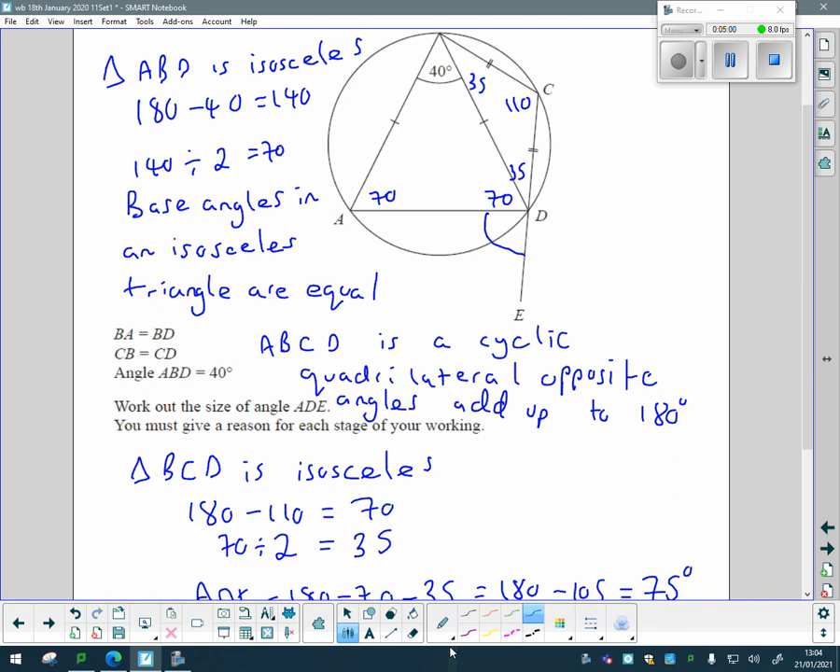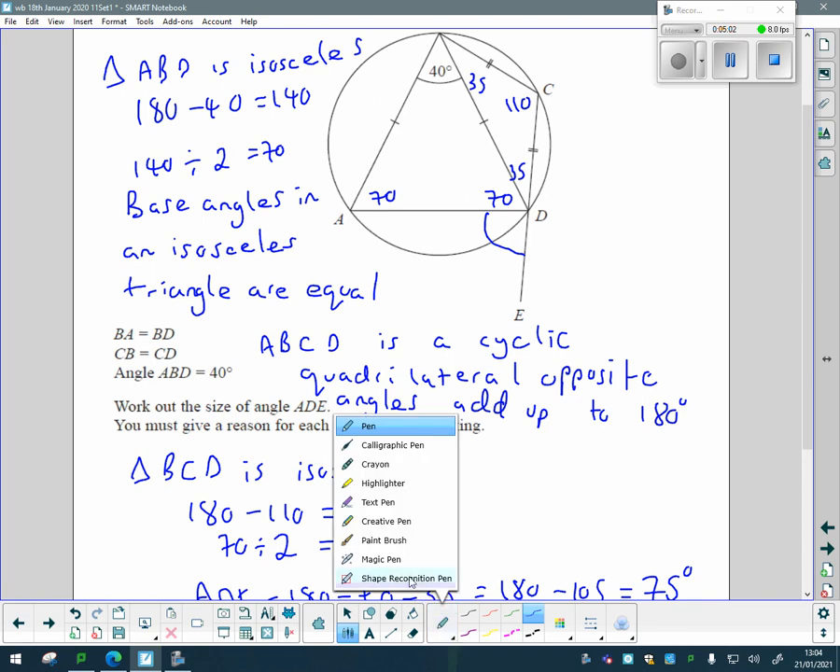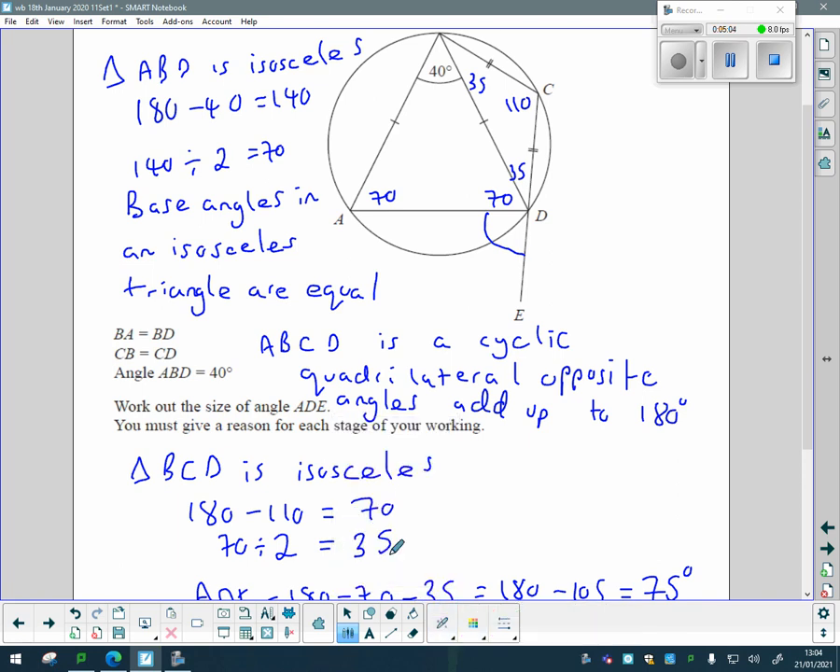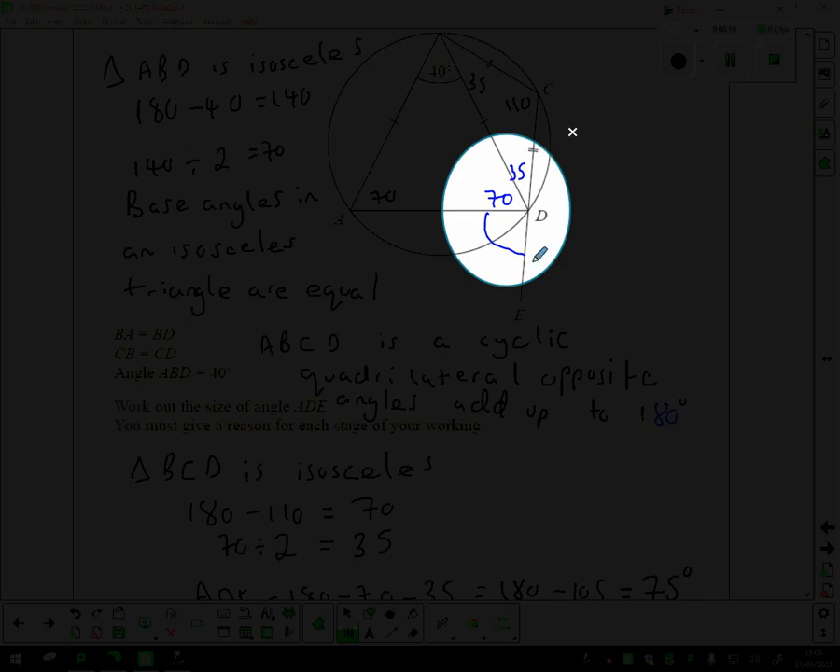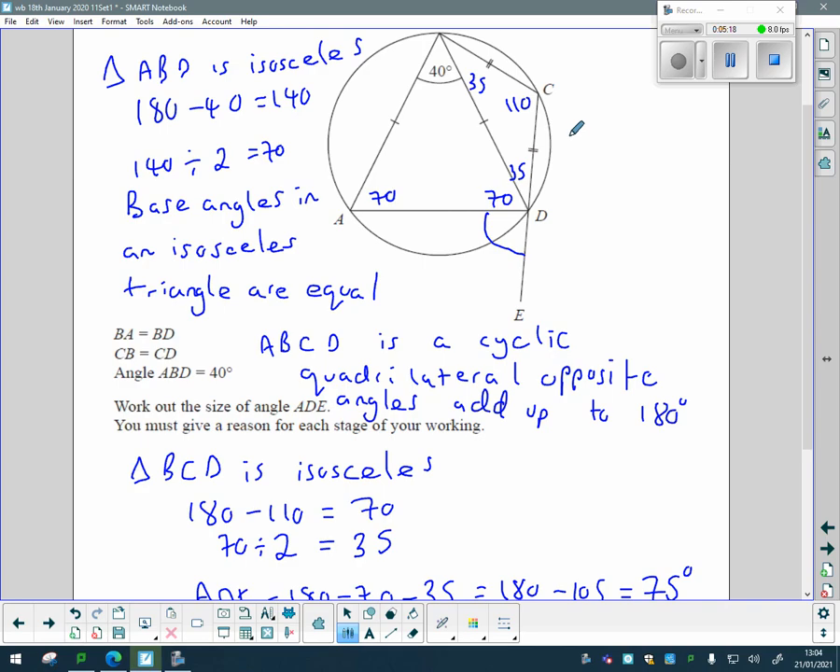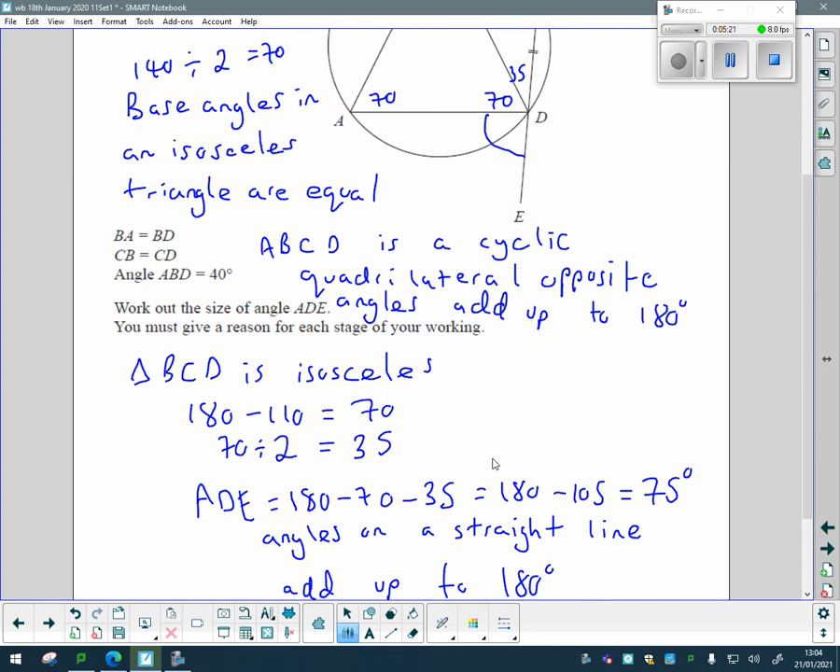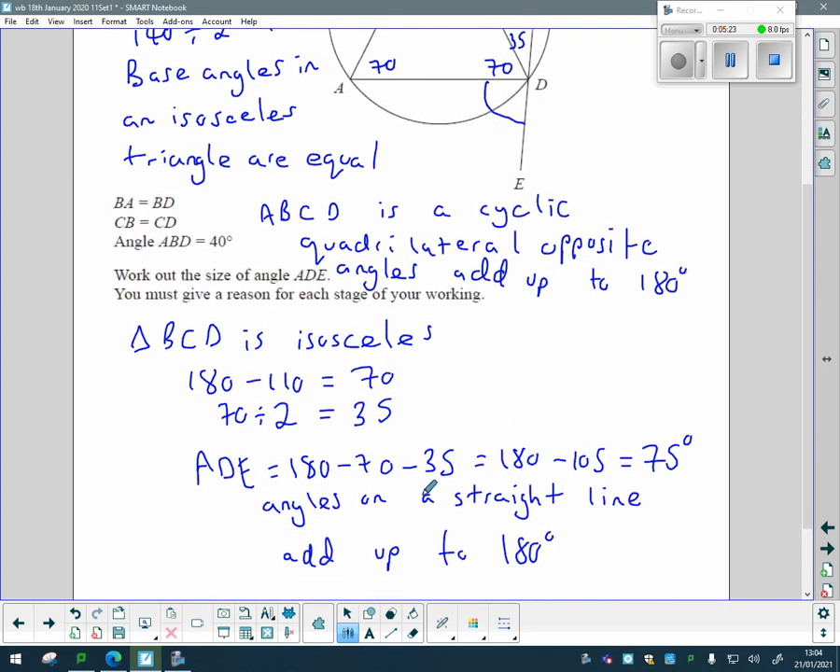Of course, one of the remarkable things about a smartboard is some of these fancy tools. We've got a magic pen here, which might just help us isolate the straight line there. You see, there's a straight line, and there's a 35, 70 and the missing angle on that straight line, which is the bit that sometimes pupils get confused with. Okay, that's all done.